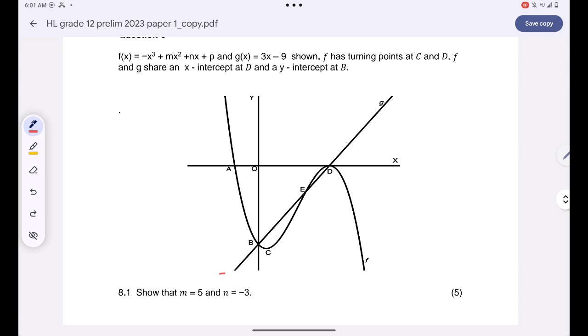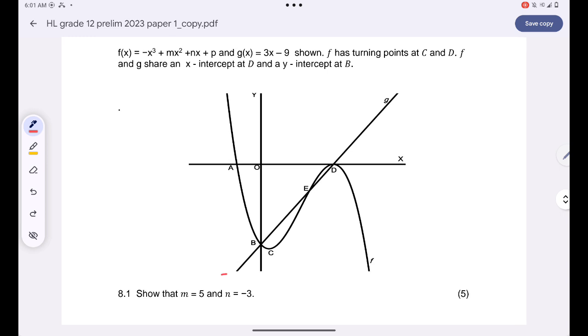Okay, we are told that f(x) and g(x) are shown. F has a turning point at C and D, and f and g share an x-intercept at D. Okay, and then the y-intercept at B.